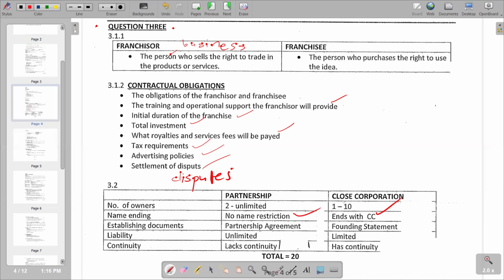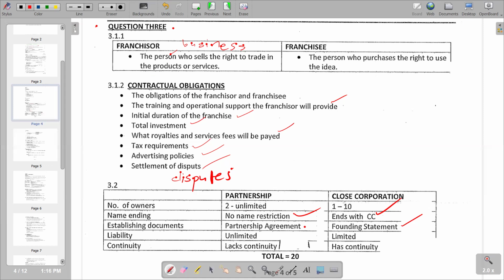Then we've got establishing documents. Under partnership, we've got the partnership agreement. Remember, the partnership agreement consists of the terms of the partnership in terms of profit sharing ratios, interest on capital, interest on borrowings, and many other terms. Under close corporation, we now have the founding statement that describes the establishing documents.